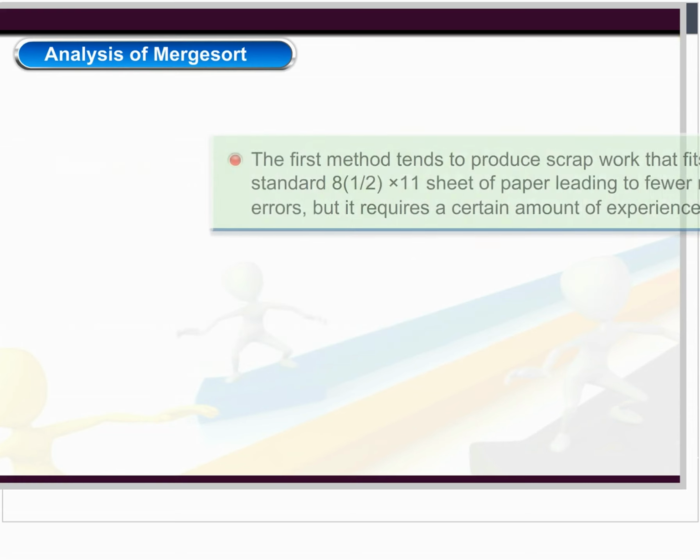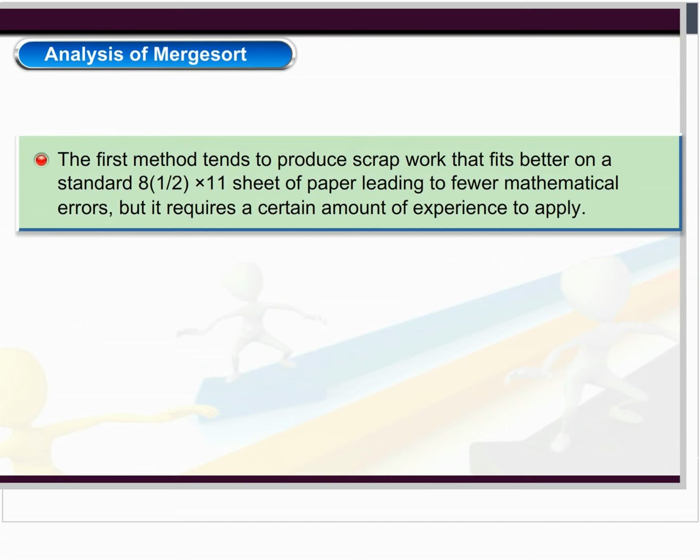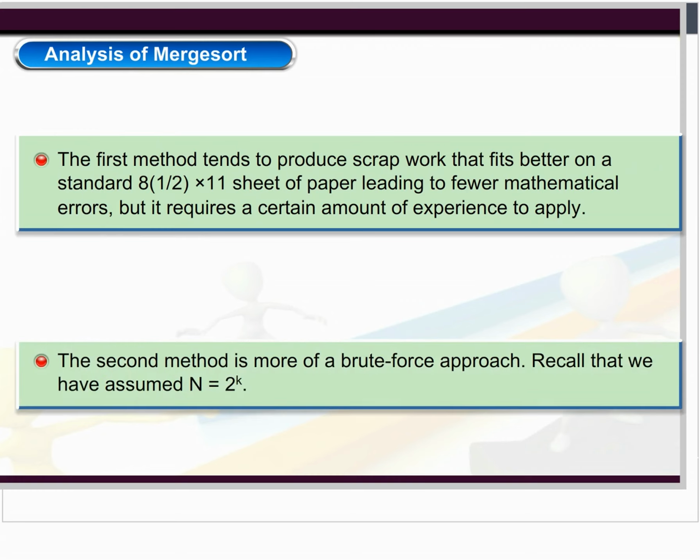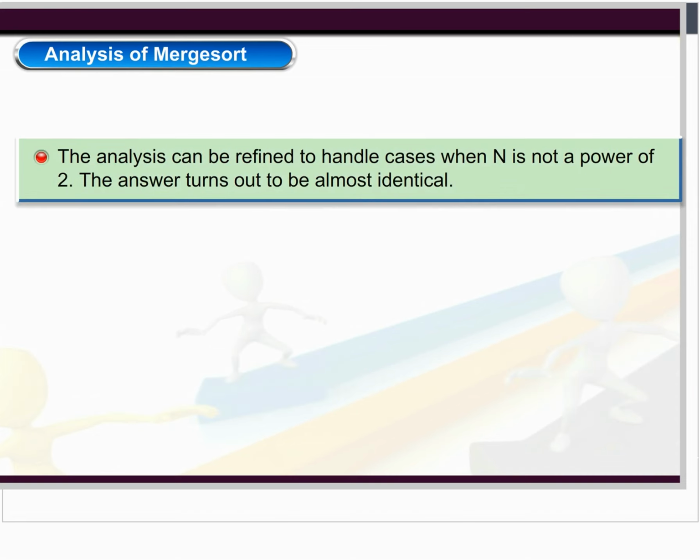The first method tends to produce scrap work that fits better on a standard 8.5 by 11 sheet of paper, leading to fewer mathematical errors, but it requires a certain amount of experience to apply. The second method is more of a brute force approach. Recall that we have assumed n = 2^k. The analysis can be refined to handle cases when n is not a power of 2. The answer turns out to be almost identical.